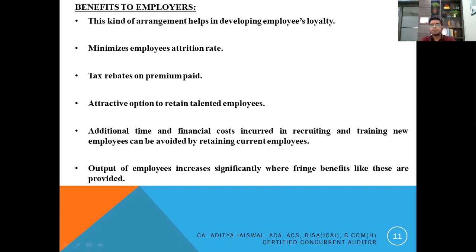Additional time and financial cost incurred in recruiting and training new employees can be avoided by retaining current employees. Output of employees increases significantly where fringe benefits like these are provided. Without any doubt, output of employees increases manifold due to this arrangement.